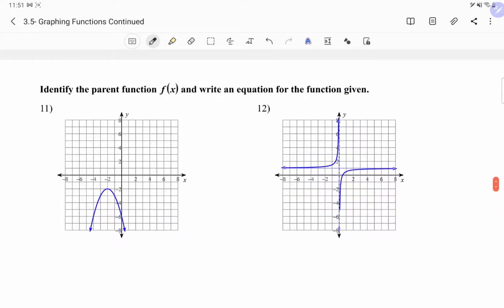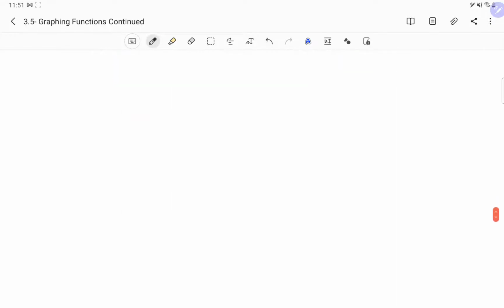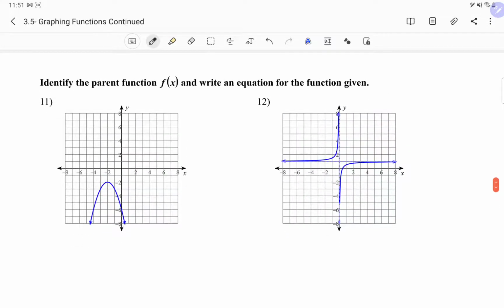Okay, that's all we're looking at here. All right. So let's take a look at these last 2 problems. It's saying identify the parent function and then write the equation of the function given. So looking at number 11, this is a parabolic curve, right? So because it's a parabolic curve, we know that the parent function is just f of x is equal to x squared. Let's go ahead and identify the parent function for number 12 as well. So number 12 is going to be f of x is equal to, this is a reciprocal function.